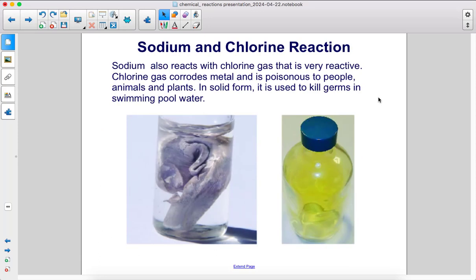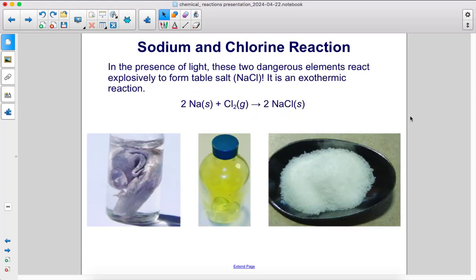Sodium also reacts with chlorine, a very reactive gas. Chlorine gas corrodes metal and is poisonous to people, animals, and plants. In solid form, it is used to kill germs in swimming pool water. In the presence of light, these two dangerous elements react explosively to form table salt. It is an exothermic reaction.